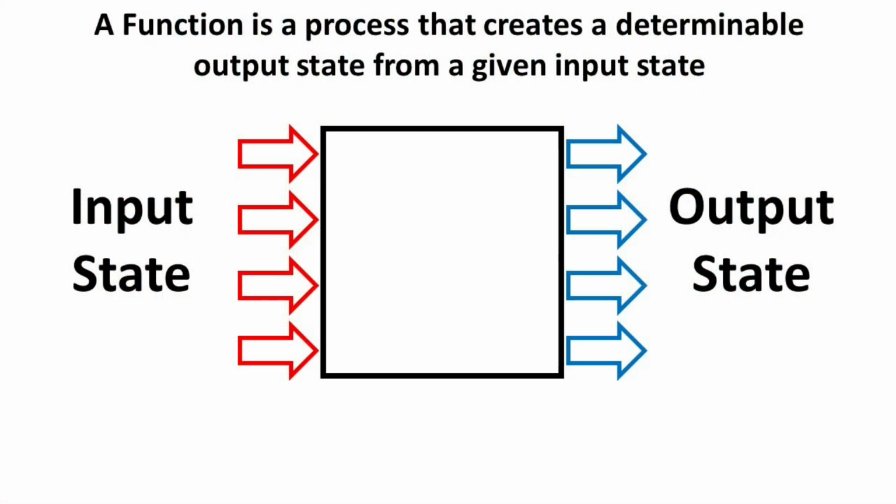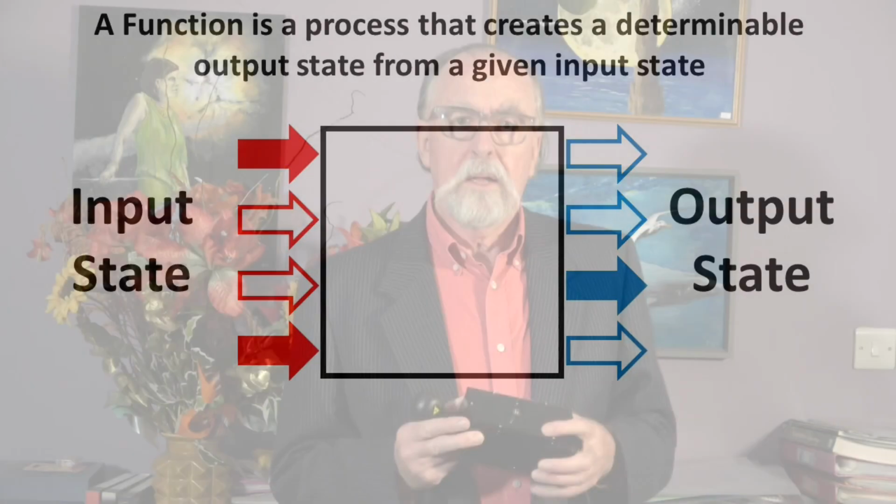So what characterises a requirement to make it a function? We're going to define a function as a process that creates a determinable output state from a given input state. Determinable means that for any input we can determine what the output will be. But it does not work the other way round. Several different input states could give the same output state. So the input state cannot be determined from the output state.